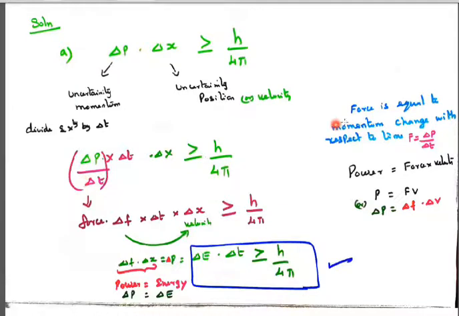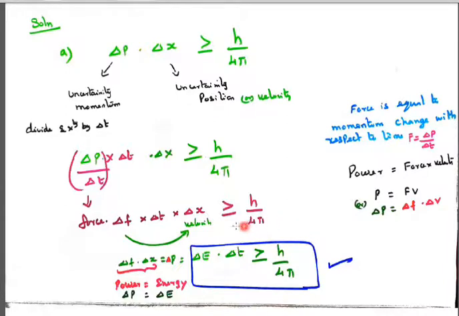And power and the time, that I have given here. Force is equal to the change of momentum with respect to time, momentum by time. Power is nothing but force into velocity. So power is force into delta x by delta t, and force is momentum by time. So delta p by delta t, instead we can write as delta f into delta t into delta x is greater than or equal to h by 4 pi.